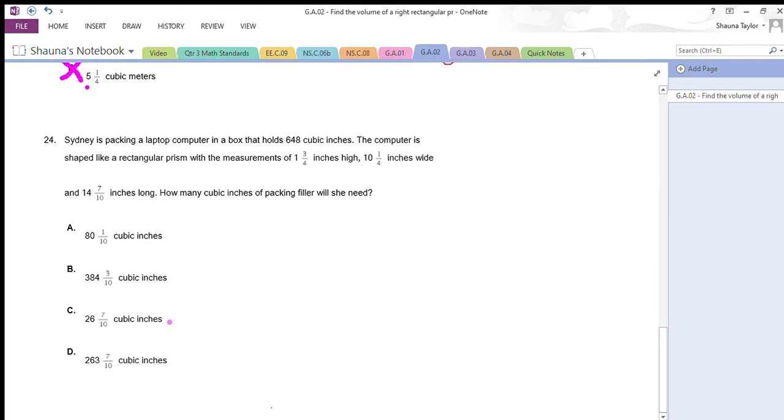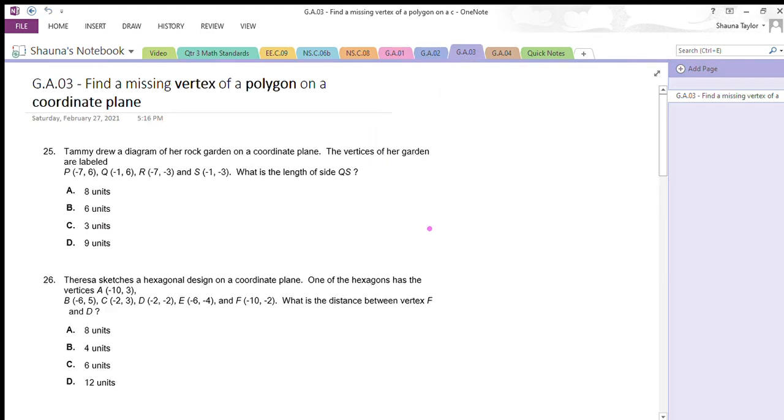Okay, so I'm going to go ahead and skip this problem so we can go to the next one, GA03. GA03 asks you to find a missing vertex of a polygon on a coordinate plane. So my keywords here are vertex, polygon, and coordinate plane. So let's look at this.